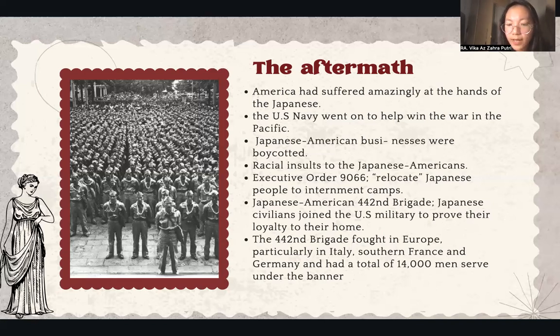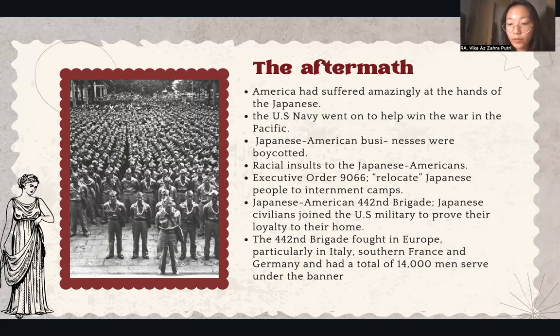So, as a result of that, Japanese American businesses were boycotted, and Japanese Americans who had lived in the U.S. for generations were harassed on the streets and taunted with racial insults. And also, Japanese school children were teased and bullied by boys and girls who had been their friends just days before. Even Chinese Americans mistaken for Japanese were subjected to harassment.